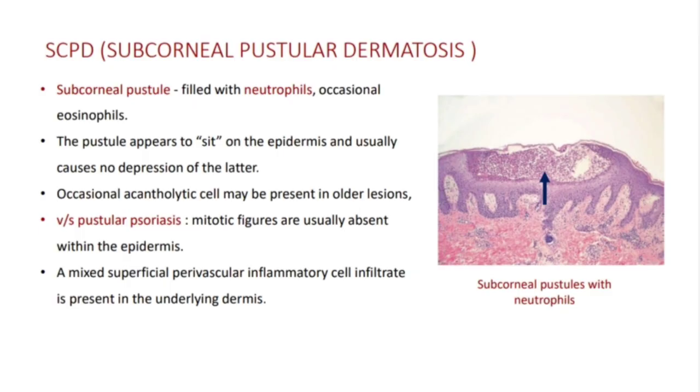So, SCPD and SCPD type of IgA pemphigus can be differentiated based on the direct immunofluorescence findings. It will be negative in SCPD.